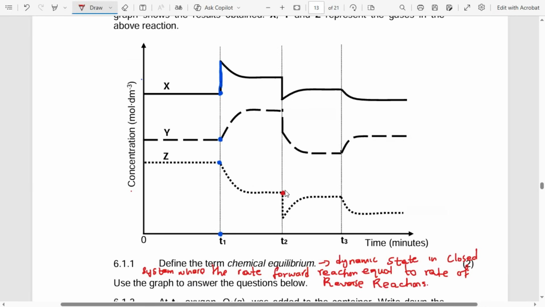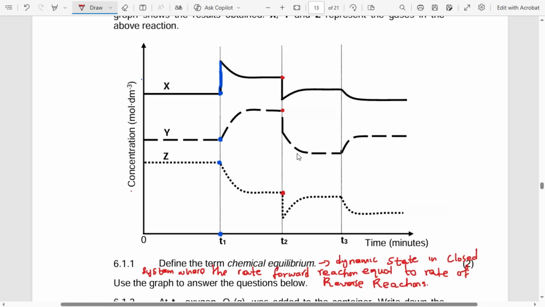This is what is happening for Z. From that point, this is for Y. And from that point, this is for X. Okay, so at T2, the pressure is adjusted by changing the volume of the container. We need to understand if the pressure was increased or decreased.